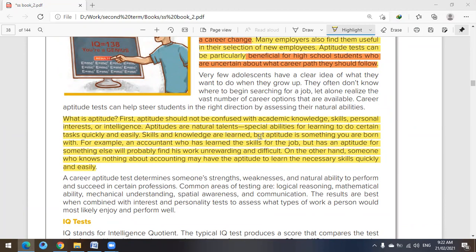Talk about aptitude tests. I don't want a particular answer. I want you to talk about aptitude. So read this paragraph and tell me what did you understand from the paragraph. Take your time. I want all of you to think carefully.